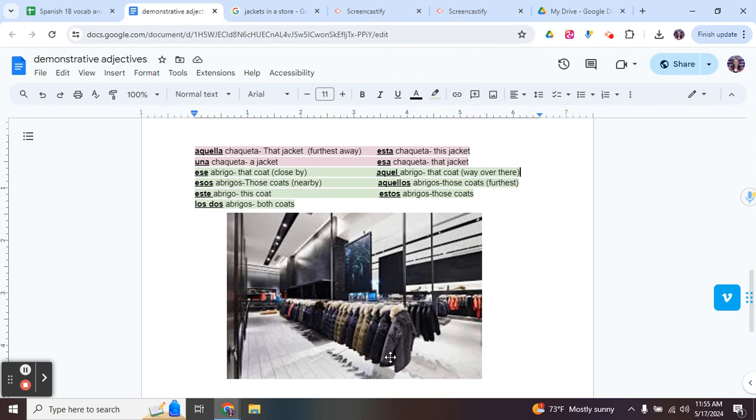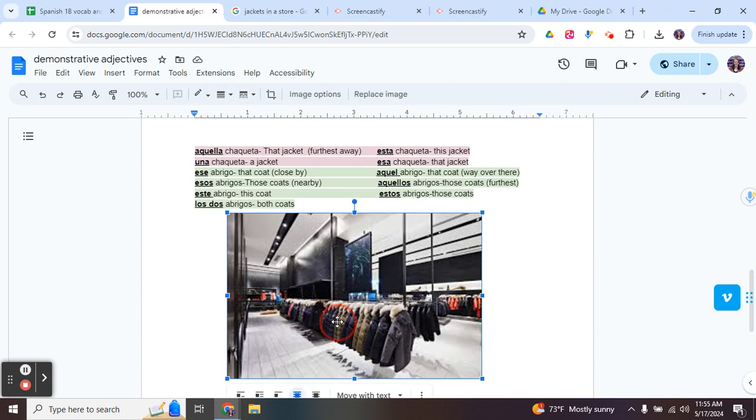So even though this one means that, ese means that, and aquel means that, the indication is that aquel is the one way over there, and aquella is the one way over there, and ese and esa, those are the ones that are right nearby. Okay? Now, the rest of these are a little bit easier to differentiate between. So, esta chaqueta, this jacket, right? So, esta, no, me gusta esta, and one that's even closer. You could say, ¿te gusta esa chaqueta?